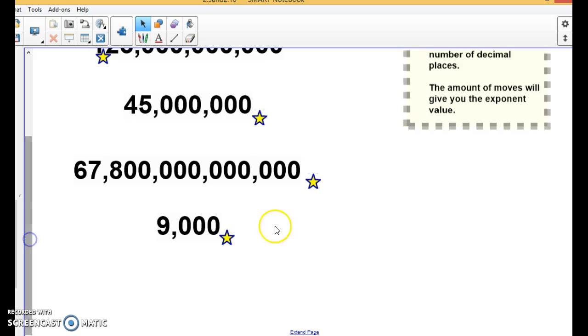Let's do this one, 9,000, because that's a little easier because we know how to say this. So instead of saying 9,000, my decimal would go there instead of at the end. So instead of saying 9,000, I could say 9 times 10 to the 1, 2, 3, so third power. That would be the same as saying 9,000.